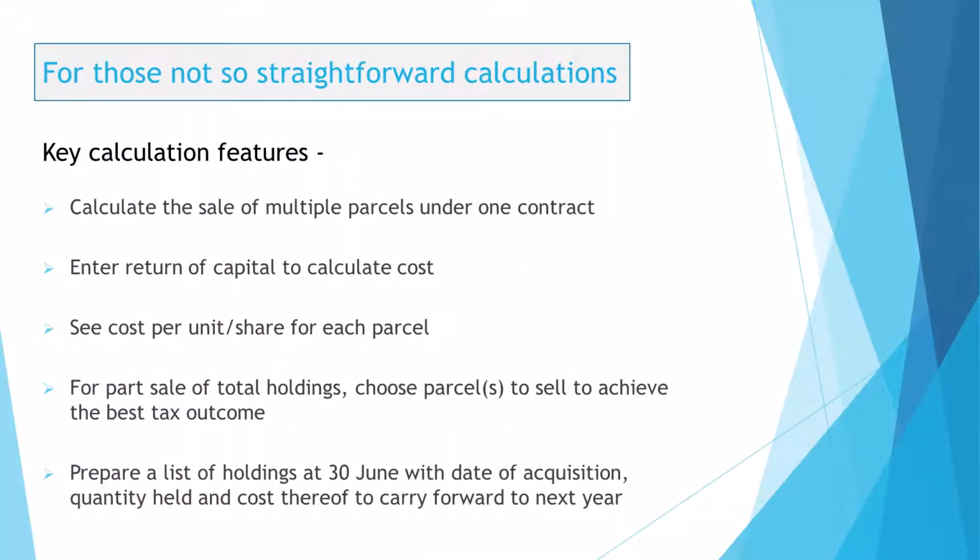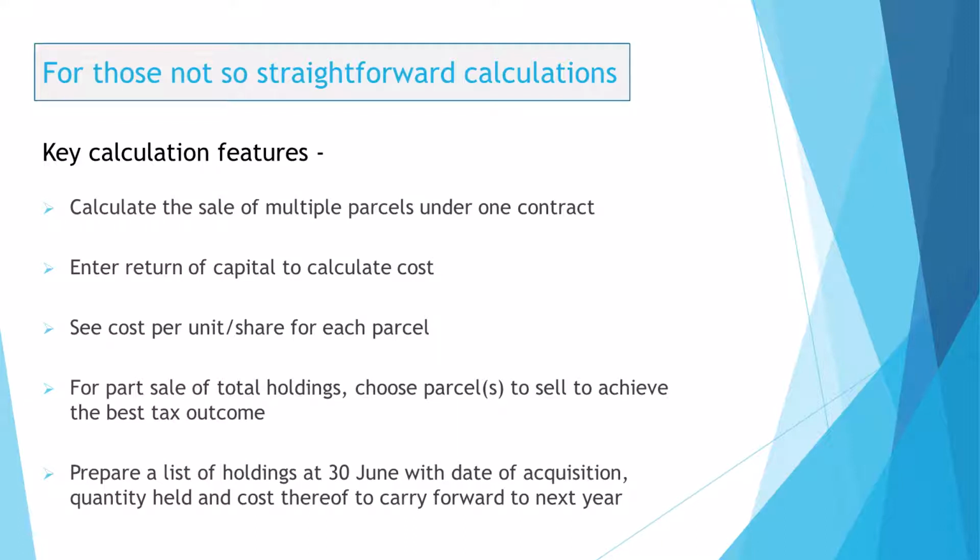Simple CGT calculations can be entered directly into your tax software, so no additional worksheets are required. However, others can be challenging and require extra work. For example, the sale of multiple parcels of shares in one transaction, the reduction of the cost base of those shares to account for returns of capital, the calculation of the cost per share to identify which of the total holdings to sell to get the best tax outcome, and the preparation of a list of shares on hand at the 30th of June for future sales.